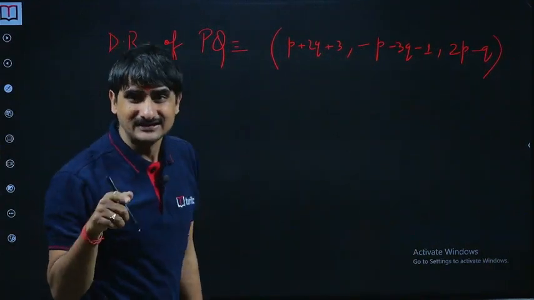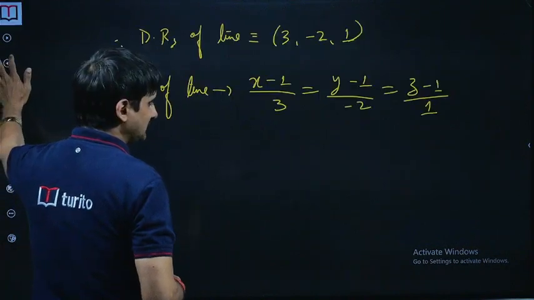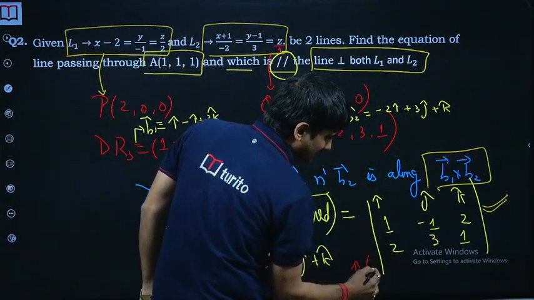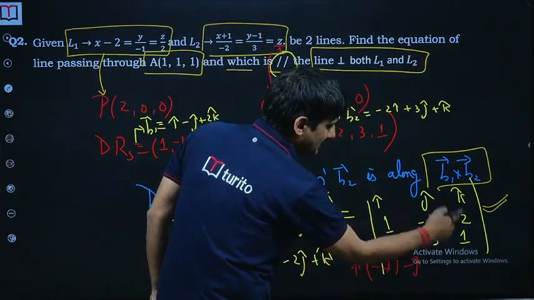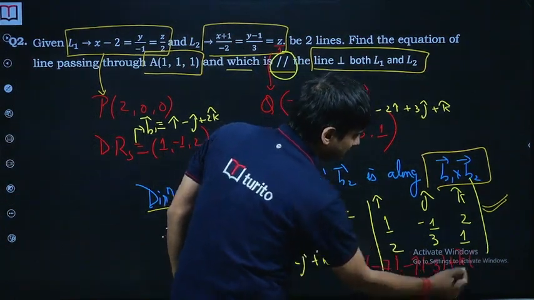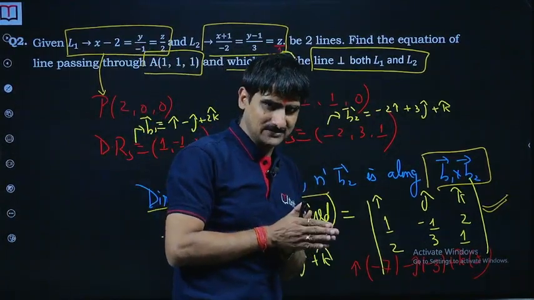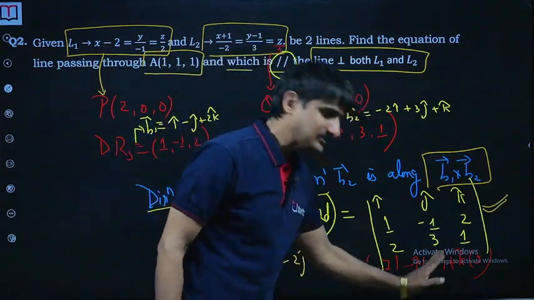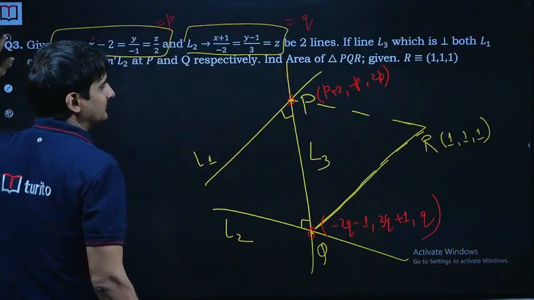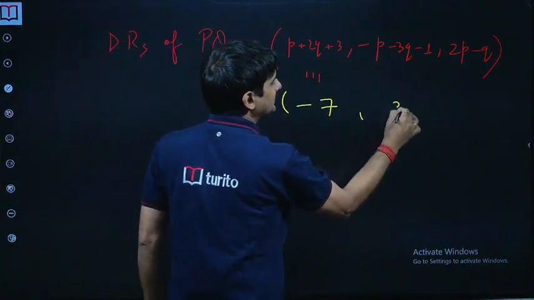Now we already know the direction of this line PQ as we have done it in this cross product here. Let's do it. -1 -5 -7, if I'm not wrong, minus j cap, and then 1 minus 2 is -3, and then plus k cap, and this is 3 plus 2, 5. So it's -7 i cap plus 3 j cap plus 5 k cap. So DRs are -7, 3, 5.